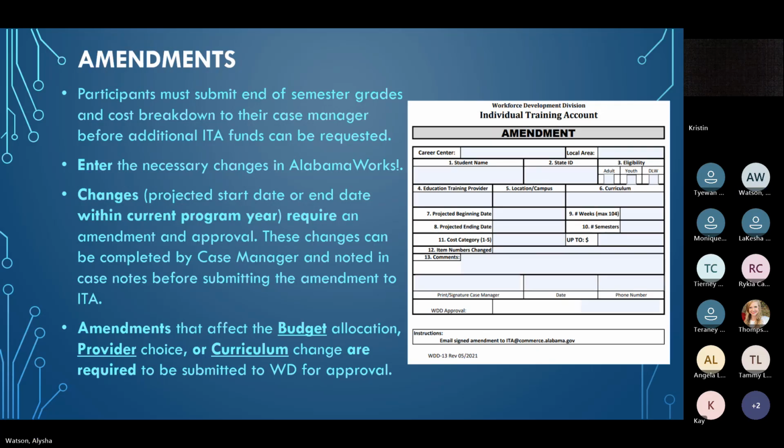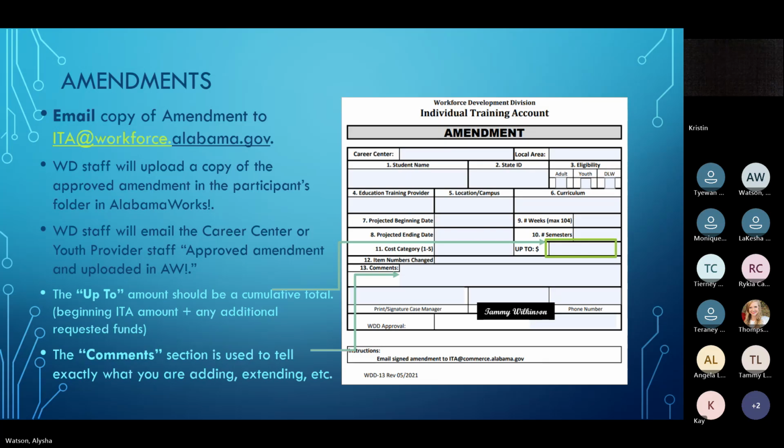On the form, it says Career Center, but you just put your name as the youth provider, your area, the name of the participant, state ID, where they're going to training, the curriculum that they're going to, beginning and end date, the amount of weeks, the cost category, and the up to amount. Once the ITA unit receives an amendment, we will upload the approved amendment in the participant's file if it is approved, and you'll get back the approved amendment and upload it into Alabama Works.